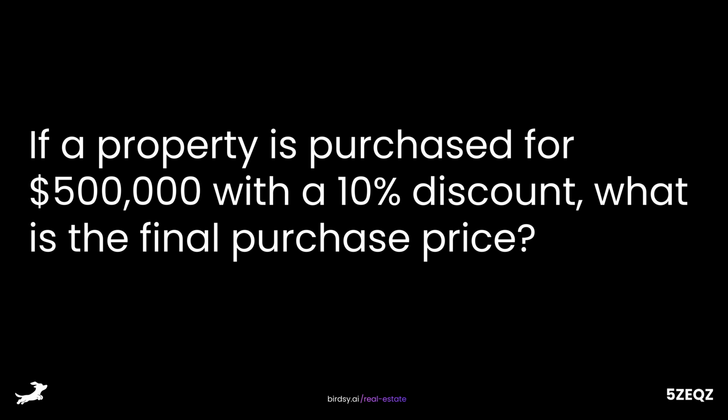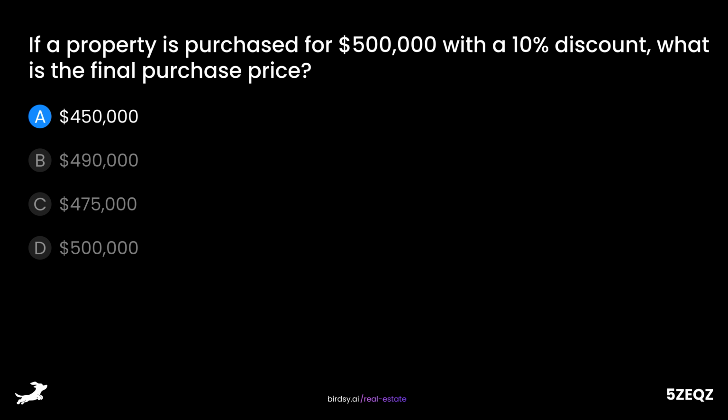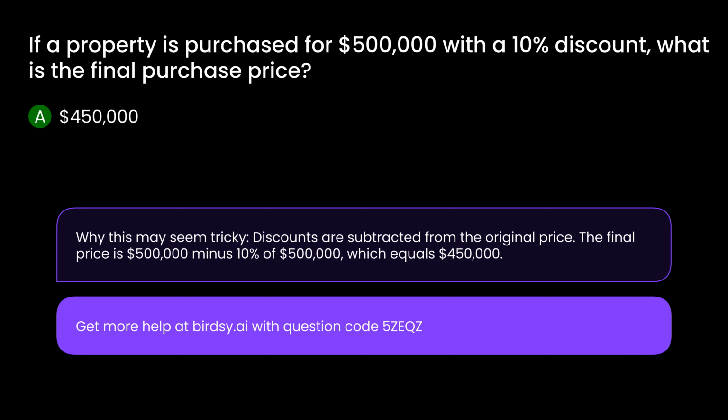If a property is purchased for $500,000 with a 10% discount, what is the final purchase price? Is it A, $450,000, B, $490,000, C, $475,000, or D, $500,000? The answer is A, $450,000. Why this may seem tricky: discounts are subtracted from the original price. The final price is $500,000 minus 10% of $500,000, which equals $450,000.